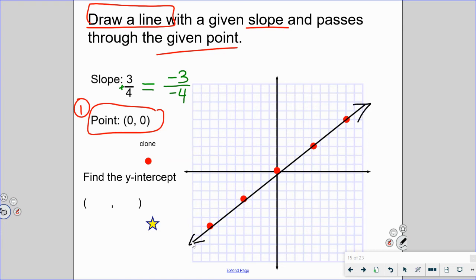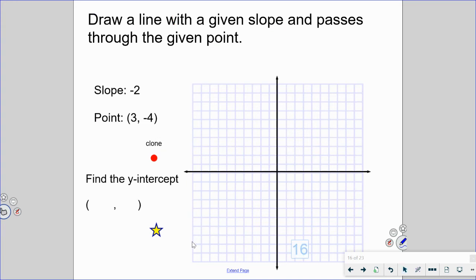Make sure you point out that that line, that set of solutions to this equation, would go on forever and ever and ever. Where is the y-intercept? Slide on up, boom, 0, 0. So we'll write in 0, 0. All right, one more. Pause, rewind if you have to.